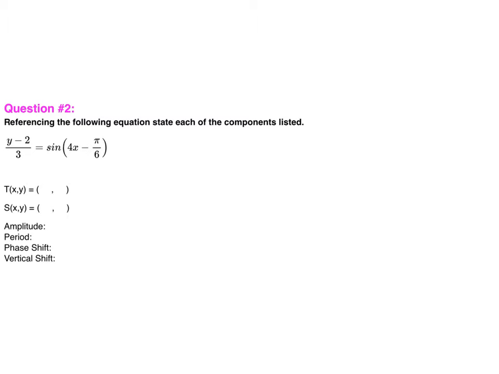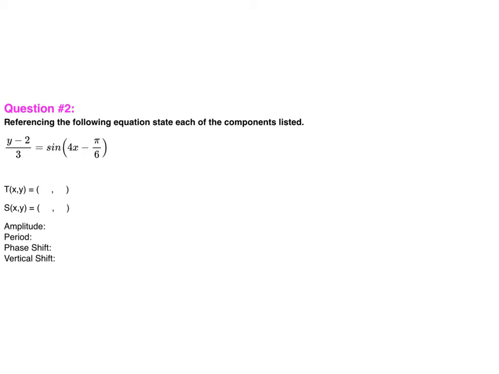Now for our second check your understanding, what I want to go ahead and do is look at this particular equation and actually state the two separate ordered pair rules and the vocabulary that goes with it. Now, what I would first do when you look at this equation is try to get everything on one side.